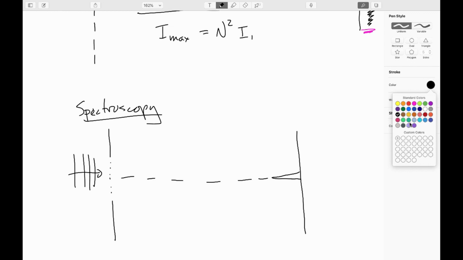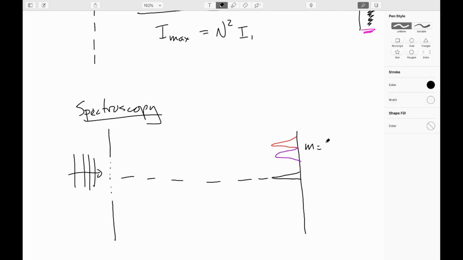But let's say you had a red line and a violet line, you would find that the red line, because it has a longer wavelength, will diffract through a bigger angle than the violet line. So these are both m equals 1 here. But the reason that they're in different locations is because the wavelengths are different.